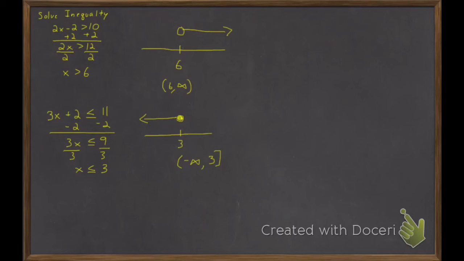As a test, we can throw in the number 3 just to show you how it works. If we have 3 times 3 plus 2, that answer has to be less than or equal to 11. And if we do the math, 3 times 3 is 9, plus 2 is 11. We see that 11 is less than or equal to 11. Therefore, we would have to include the number 3.